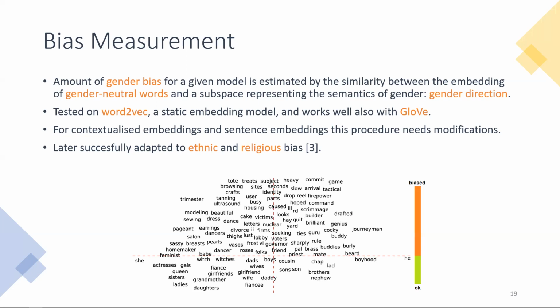This approach was then later adapted to also ethnic and religious bias, and it works pretty well, but again, only for static embedding models.